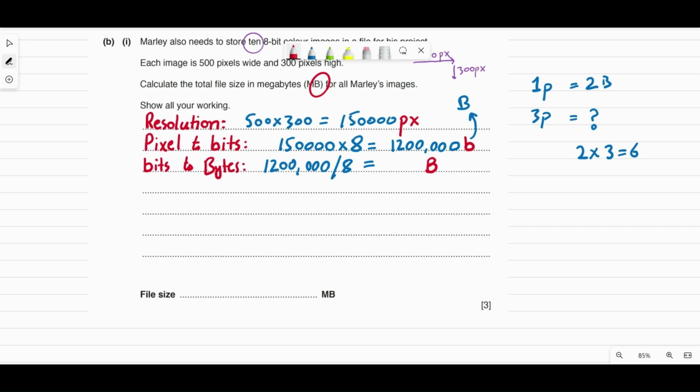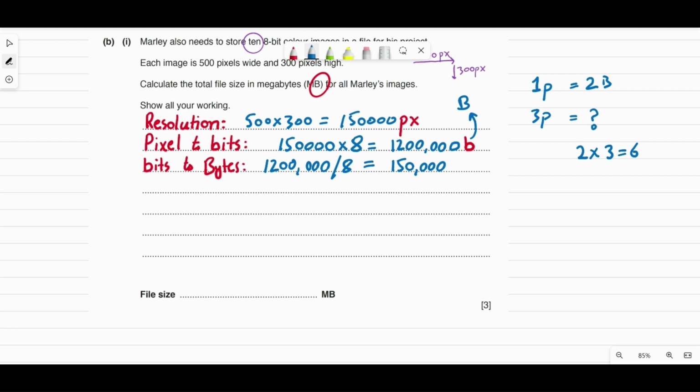1,200,000 divided by 8 gives 150,000. No, sorry, blue ink. Oh, I'm going to start it from here. 150,000, or yeah, 150,000. Yeah, we got the same thing back. If you look here, 150 again, 150.